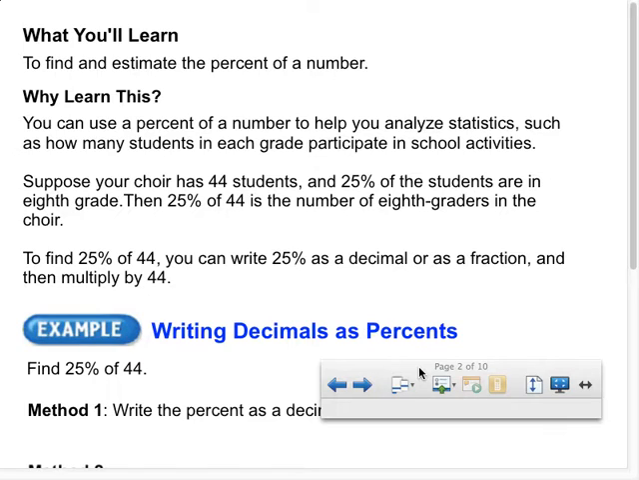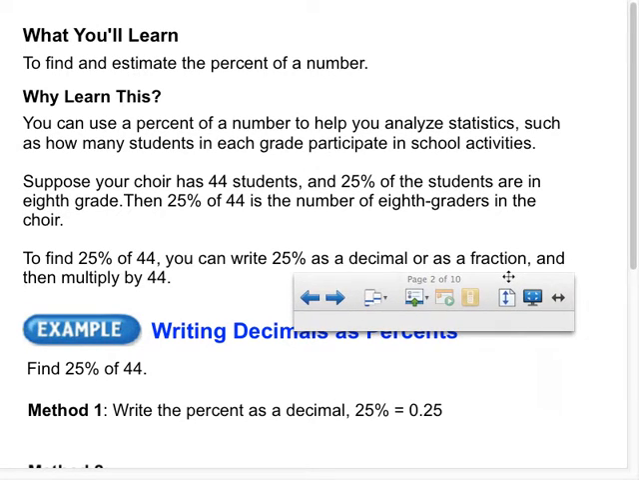Suppose your choir has 44 students, and 25% of the students are in the 8th grade. Then 25% of 44 is the number of 8th graders in the choir. To find 25% of 44, you can write 25% as a decimal or as a fraction, then multiply by 44. So we're trying to find the percentage of an amount. In this case, we have 44 students, and we're trying to find 25% of that group, so we know how many 8th graders are in the choir.